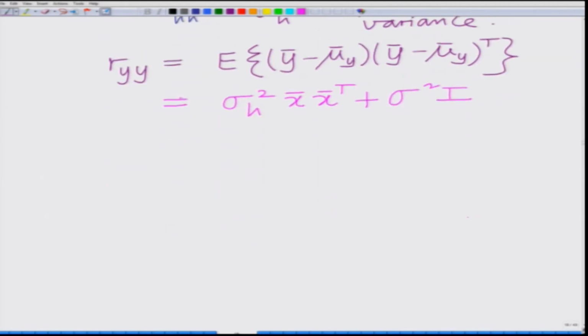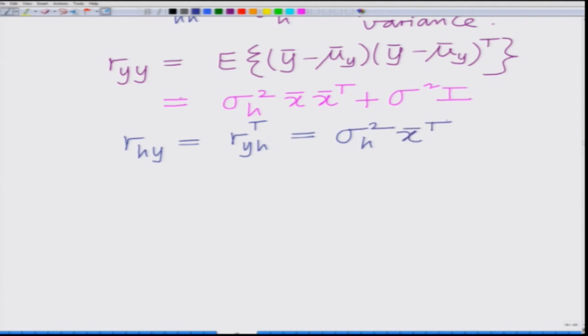Please check again, if you are not clear about this, please check from the lectures of the previous modules. And we have the cross correlation, that is RHY, which is also equal to RYH transpose. Remember, we are still considering the real scenario. So, RHY equals RYH transpose. If it is complex, then it will in fact be the Hermitian, correct.